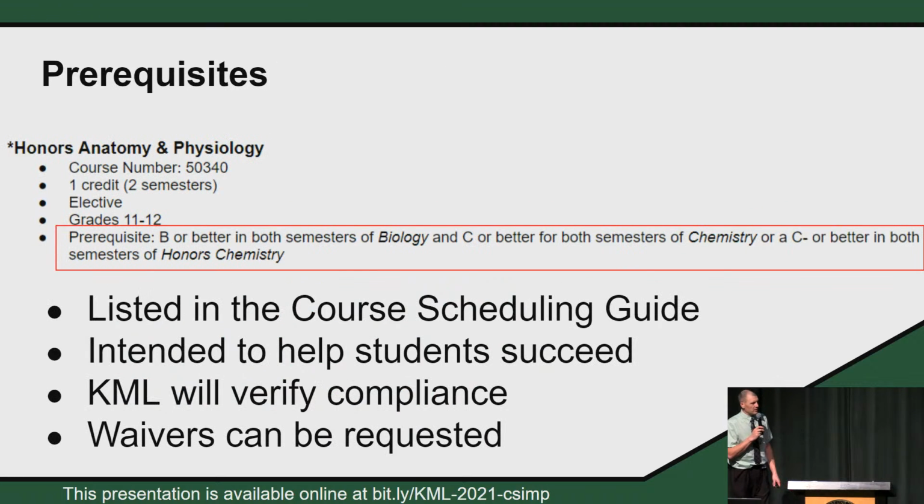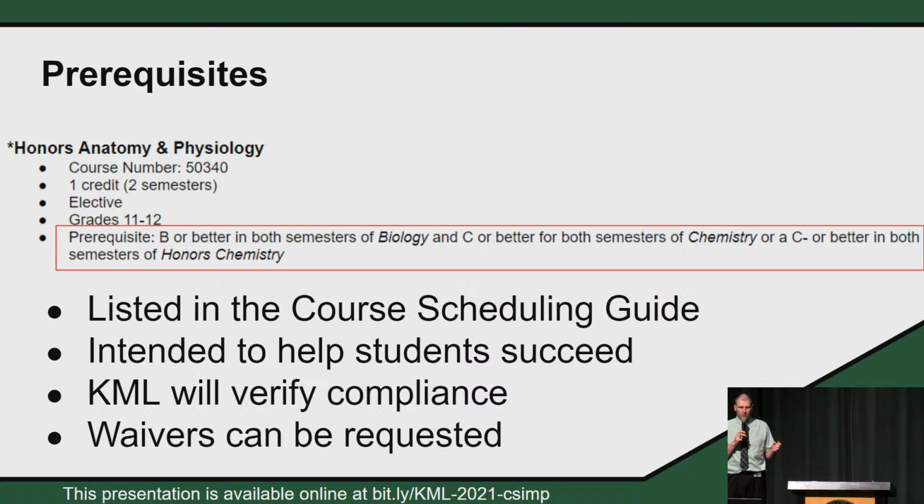So prerequisites, again, if you refer back to the course selection guide, this is an example of what one entry in there looks like. So this is for the Honors Anatomy and Physiology class. A prerequisite for that class, or for any class, can be very simple. It can be that they've had the previous class or that they have to be a certain grade. Or they can be very complex. This is a complex example. So in order to get into anatomy and physiology, you have to have certain grades in 2 other different courses.